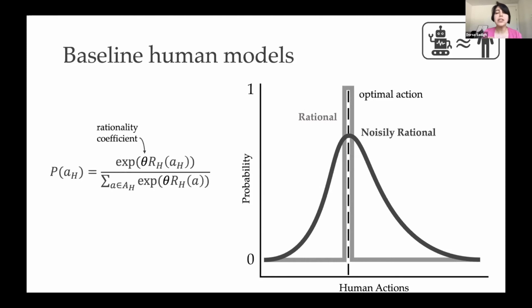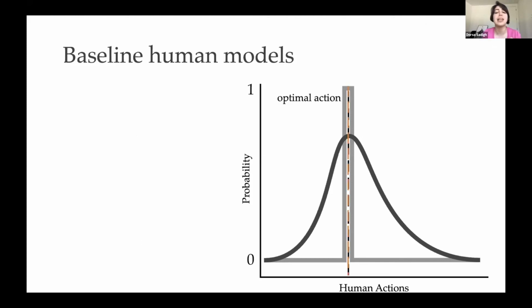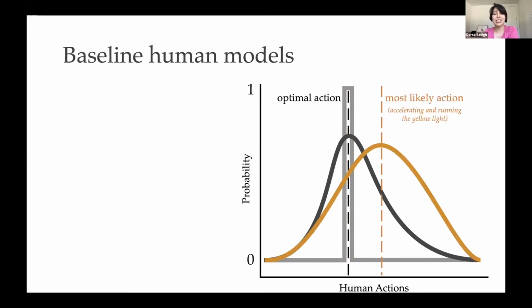The problem with the noisily rational model of the human is that it still assumes the most likely action of the human is the optimal action. And that's not always the case. So the thing is, when we are in risky scenarios, when we are in near accident scenarios, it's not true that the optimal action is the most likely thing. There are a lot of cases where there is a suboptimal action, which is actually the most likely thing that people end up doing. So what we would like to do is we would like to be able to have a model that can capture what is shown in the orange plot here.